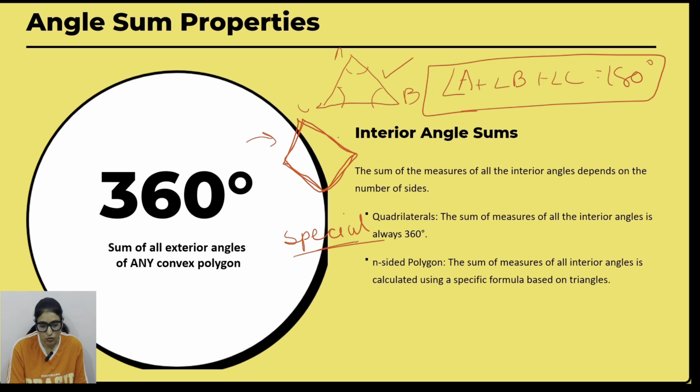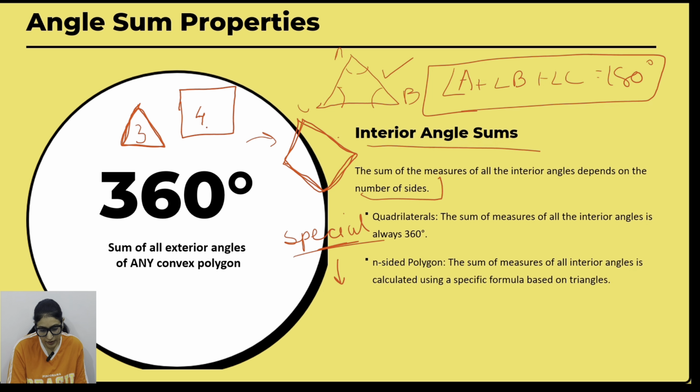So first of all, if we talk about interior angle, the sum of interior angles depends on the number of sides. So if I take any polygon, say triangle, the minimum number of sides required to make a polygon is 3, that is triangle. Then we have a four-sided polygon, that is quadrilateral. Then 5-sided is your pentagon, and so on. So the angle sum depends on the number of sides. Clear?